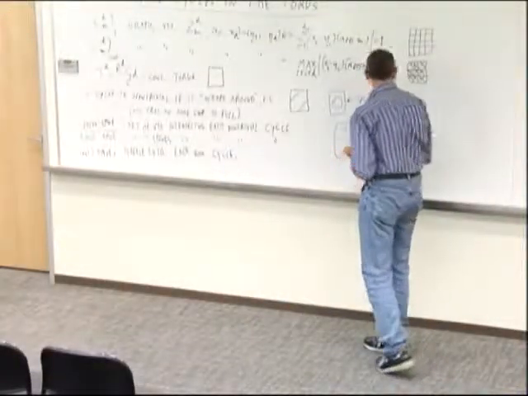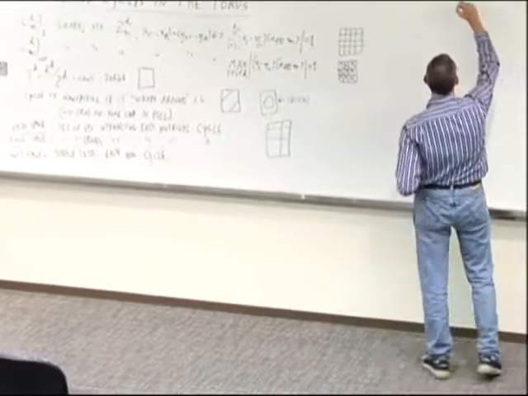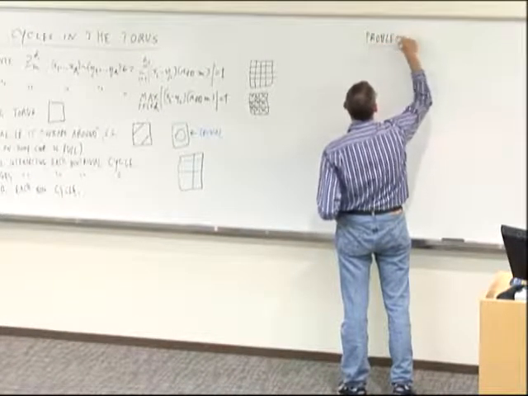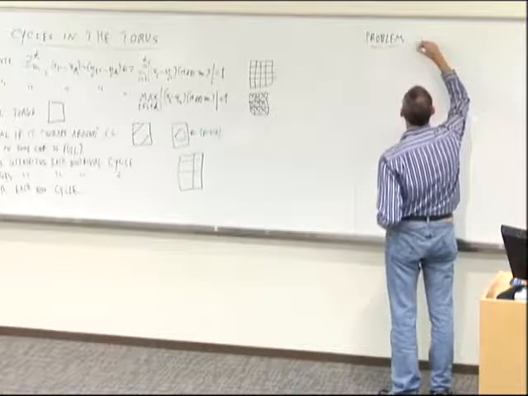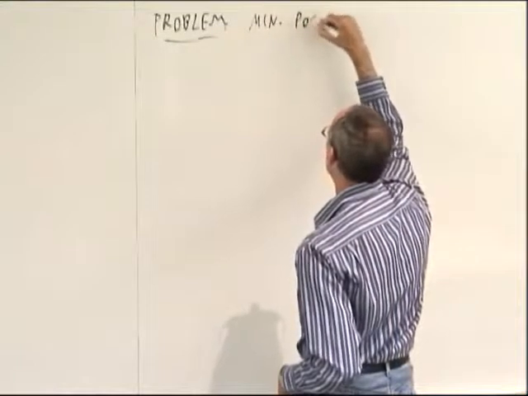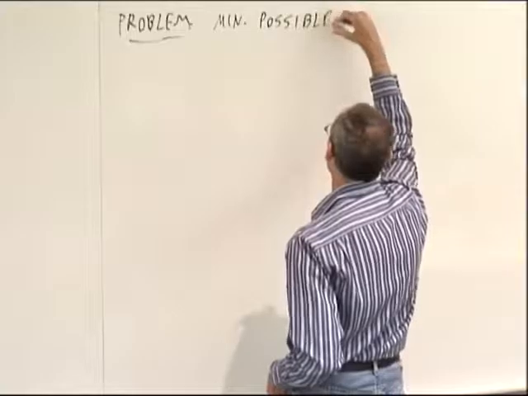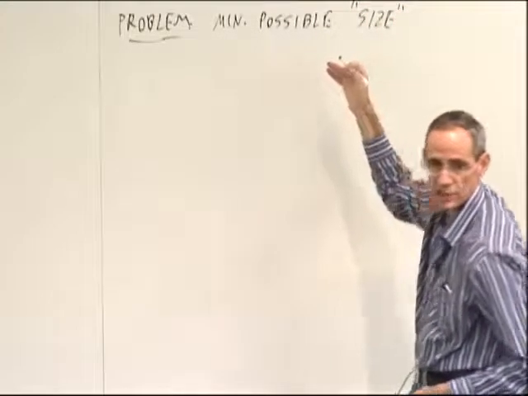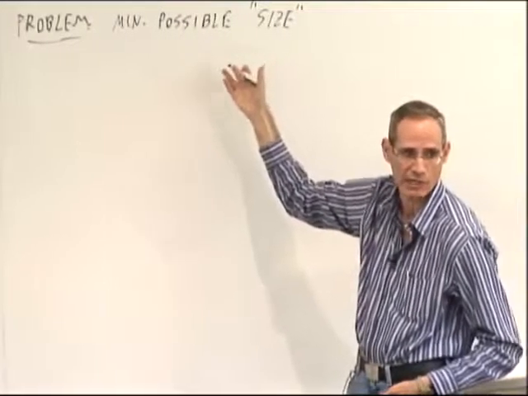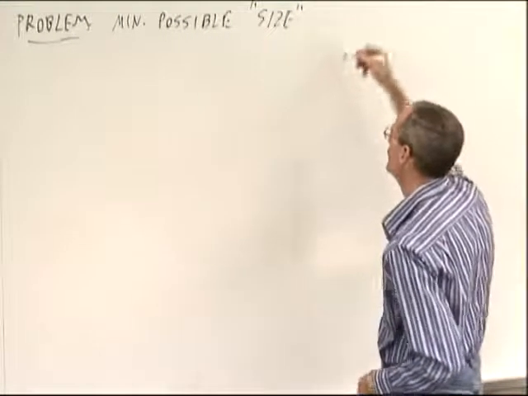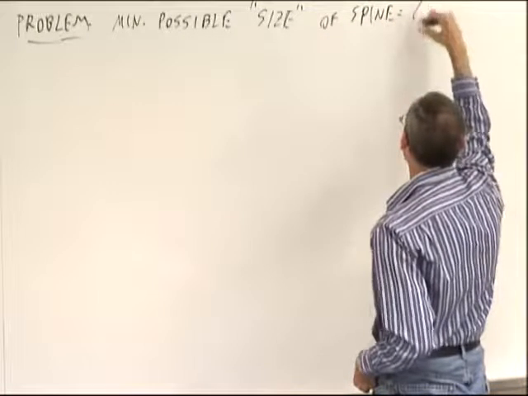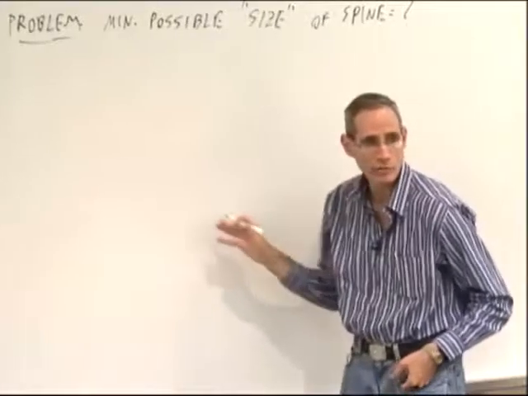Now, what is the problem that we want? So, the problem: I want to determine or estimate the minimum possible size. Well, of course, size may be vertices, may be edges, or maybe d-1 dimensional volume, depending on the type of spine. We want to know what it is. So how small can such a spine be? Okay.